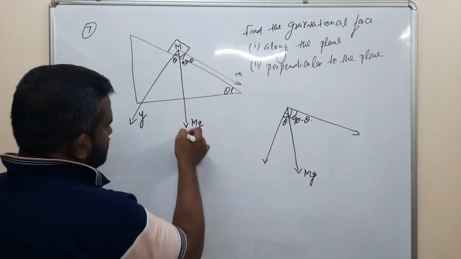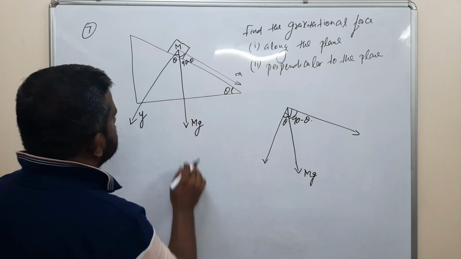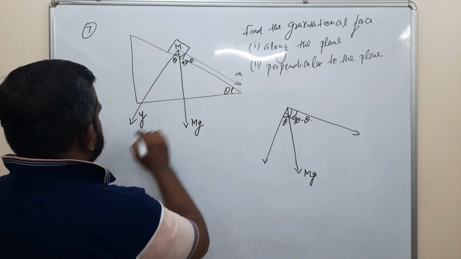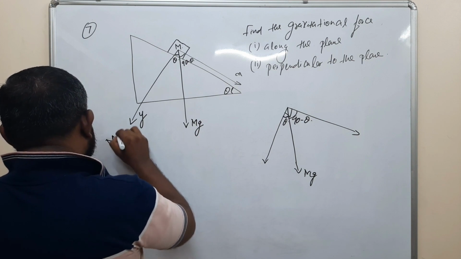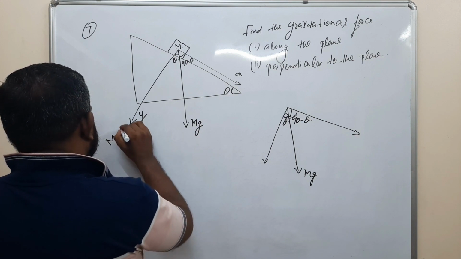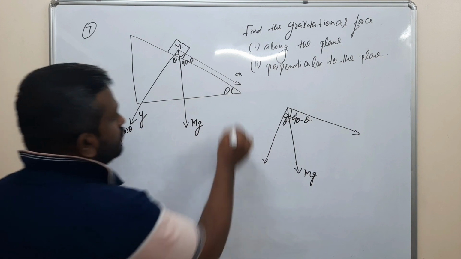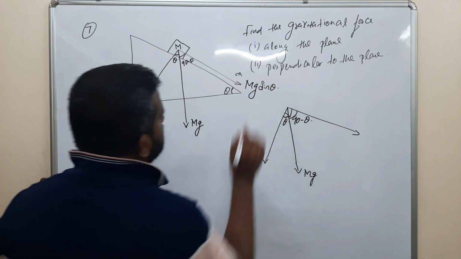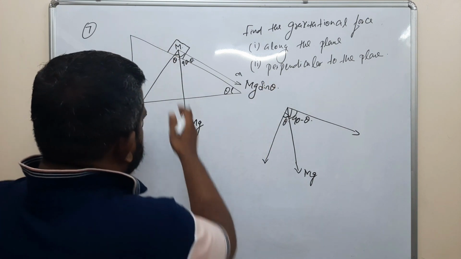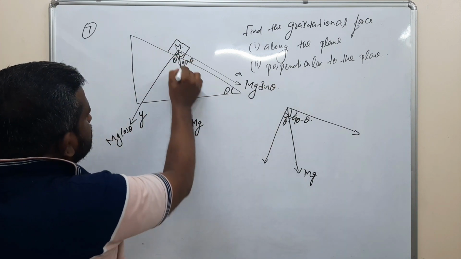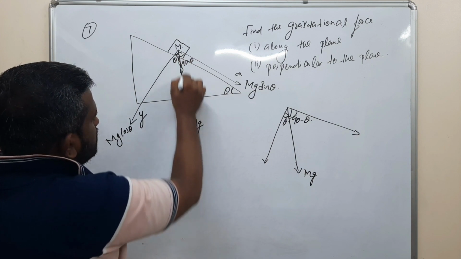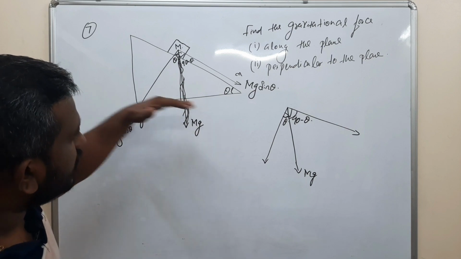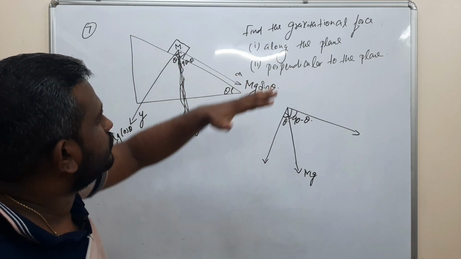So here this is the gravitational force. It makes an angle theta with this y-axis. So we can write this component as mg cos theta, and this component is mg sin theta. So this force vector is resolved into two components, and there is no need to consider the original vector.